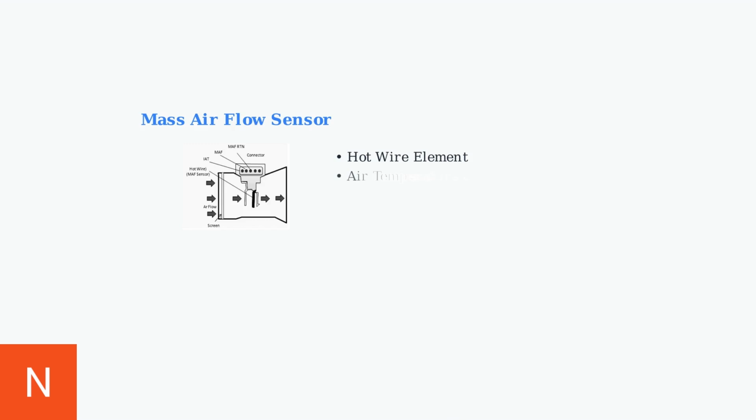The P0101 diagnostic trouble code indicates that your car's mass airflow sensor is reporting airflow values outside the expected range compared to other engine parameters monitored by the engine control module. Think of the MAF sensor as a critical component that measures the amount of air entering the engine. The car's computer uses this information to calculate the correct fuel mixture for optimal performance.